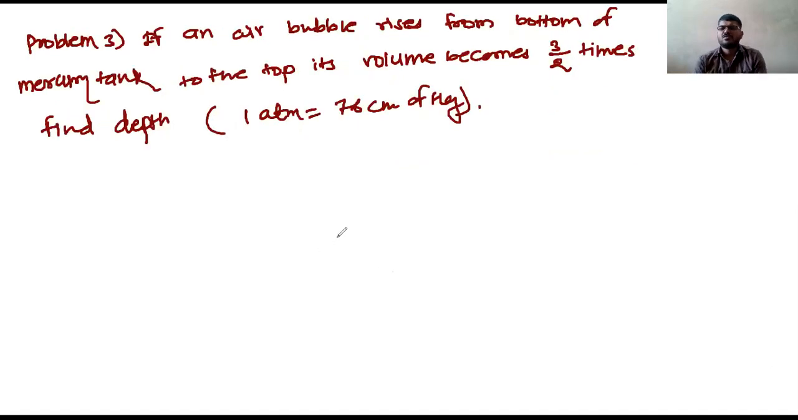Try this. These are very easy problems. Just try to understand. Use the P1 V1 equals P2 V2 formula. Substitute the given values and automatically you will get the answer. No need to hesitate, no need to take tension. If you are not getting it the first time, just try one more time and definitely you will get it.